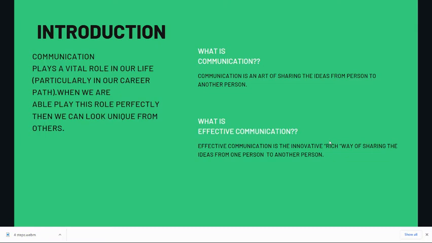What is communication? Communication is an art of sharing ideas from person to person. Then what is effective communication? Effective communication is the innovative, rich way of sharing ideas from one person to another person. For example, when you have vanilla ice cream and give it to someone, that is communication. When you add some toppings, some choco chips, etc., and then present it to the other person, that is called effective communication.